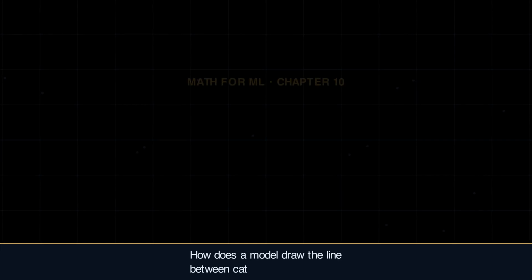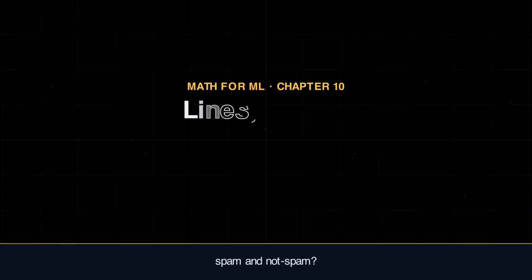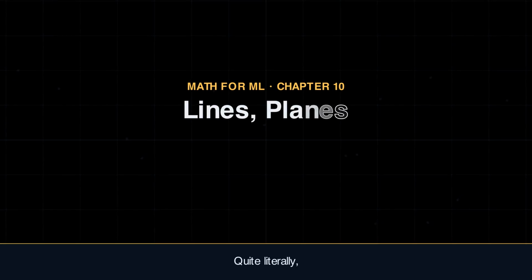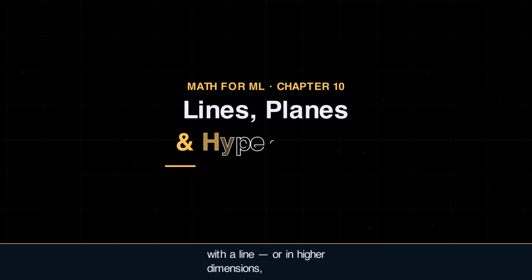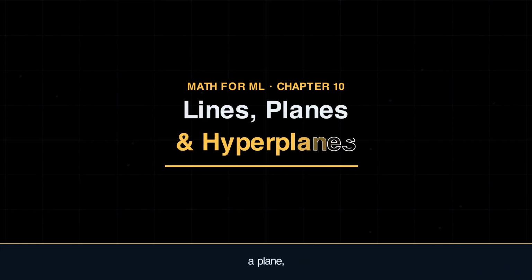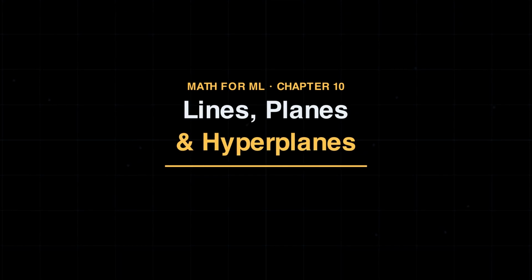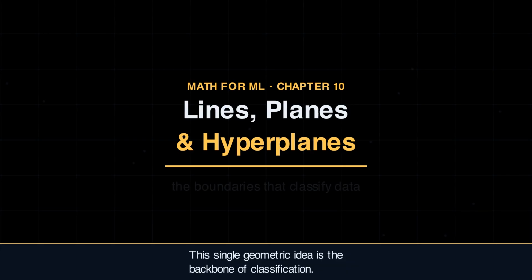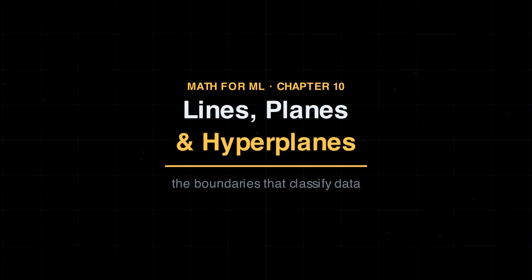How does a model draw the line between cat and dog, spam and not spam? Quite literally with a line, or in higher dimensions, a plane or a hyperplane. This single geometric idea is the backbone of classification. Let's draw it.